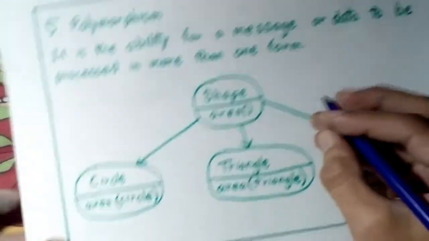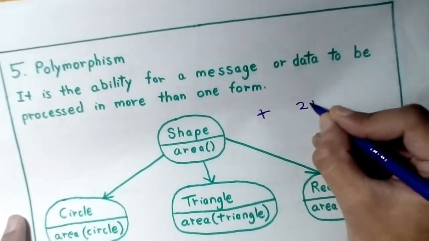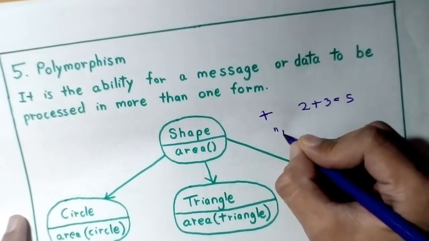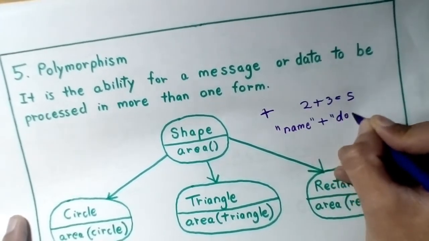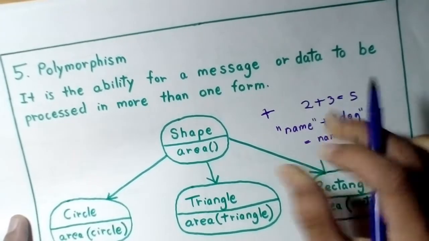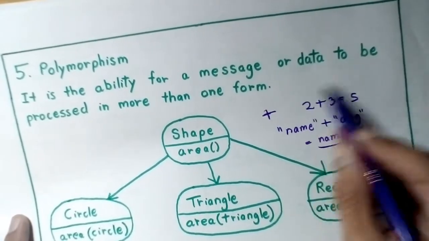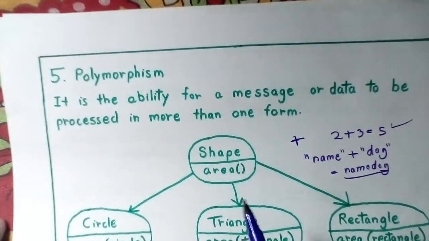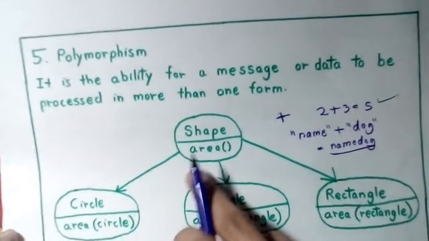In the same way, if we consider the plus operator in C++, the plus operator can add two numbers such as 2 plus 3 equals 5, or it can add two strings such as name. If you give name plus dog, then the answer will be name dog. It combines the two strings together. If we use it on strings, it will behave like that, and if we use it on numbers, it will behave like that. So this is the ability for a message or data to be processed in more than one form. So this plus operator behaves in more than one form here, and this is the same with the function also.